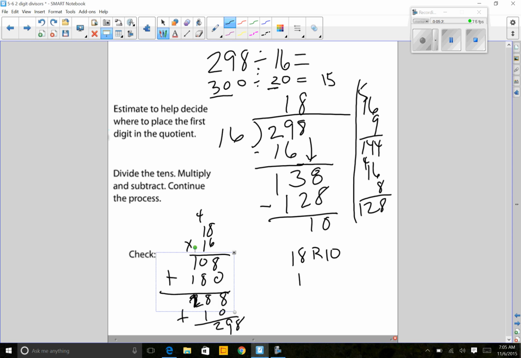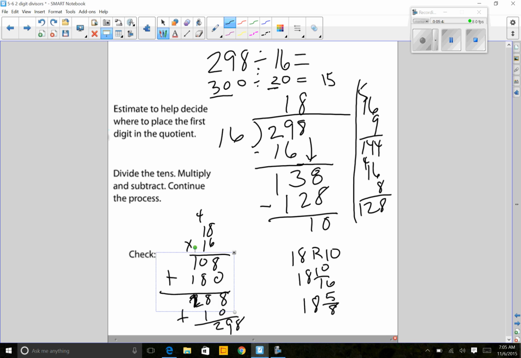We'd express this as 18 and 10/16. We could also simplify this, which we haven't talked about yet, but we will be talking about simplifying fractions. So you could simplify this as 18 and 5/8. So any of those would work. You could also find out what 5/8 is as a decimal. 5/8 does work out as a decimal, and you could express it that way as well.